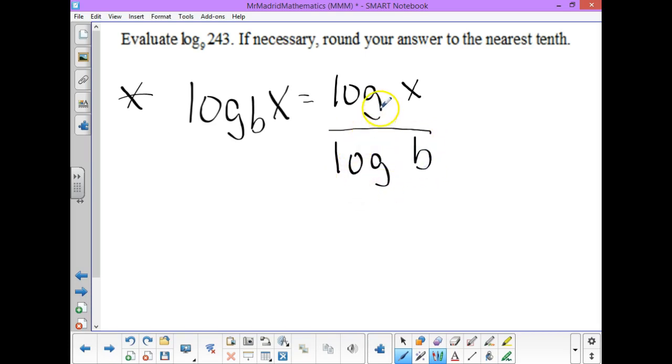Log base b of x. Now, again, it's called the change of base formula because what's ultimately going to happen here is, if for some reason you do not want to work with this given base, there's a way to adjust it, and it's in the following format.